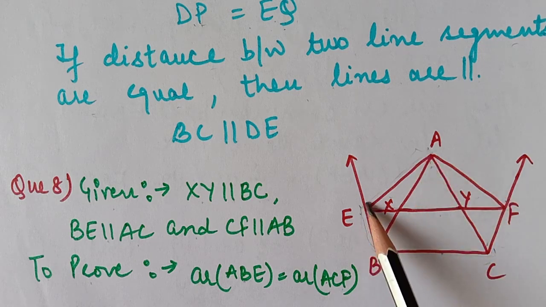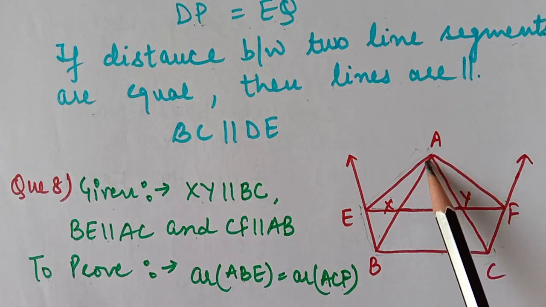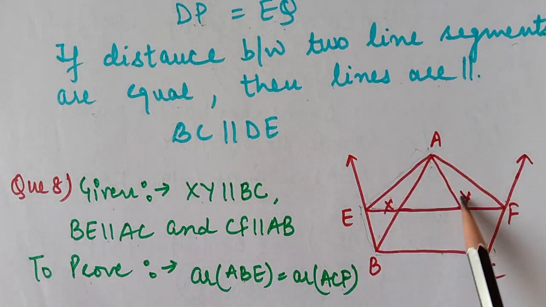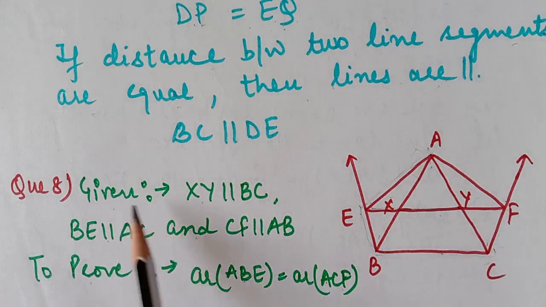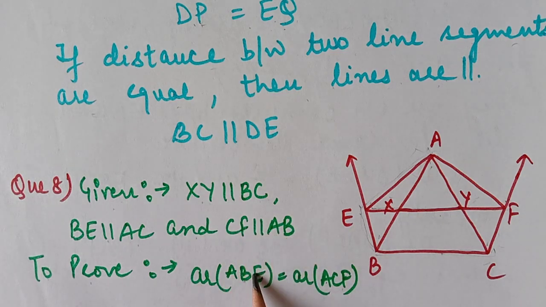And when we meet these two points E and F at point A, we have to prove that the area of this triangle is equal to the area of this triangle. So what is given to us? XY parallel BC, BE parallel AC and CF parallel AB. We have to prove that area of ABE is equal to area of ACF.